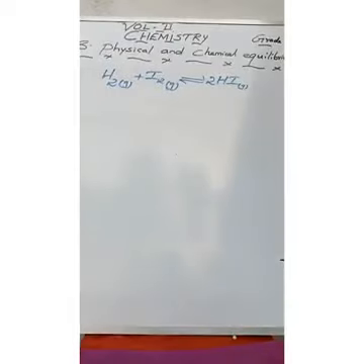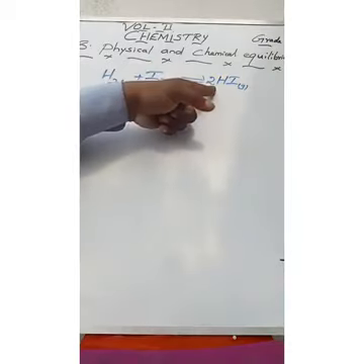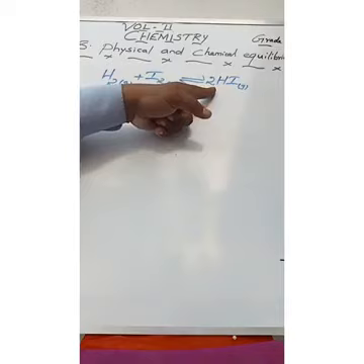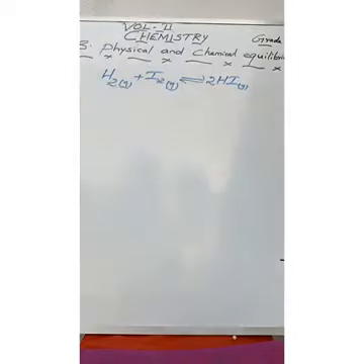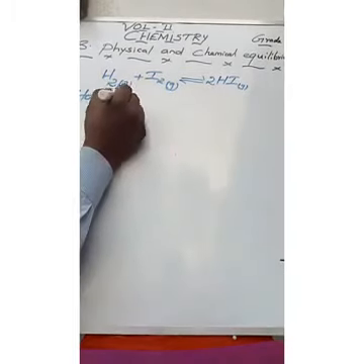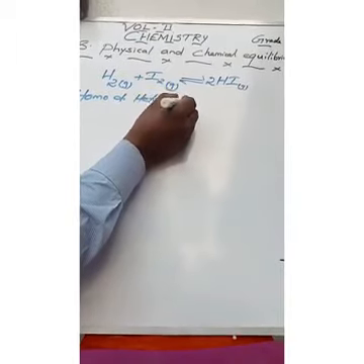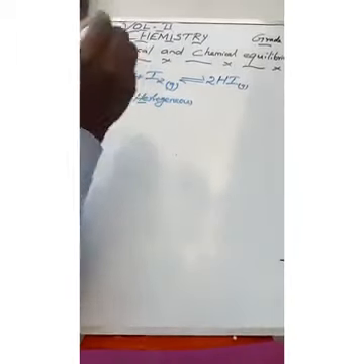This is one of the equilibrium reactions. One mole of hydrogen gas reacts with one mole of iodine gas, and we get 2 moles of hydrogen iodide. Am I right? So next we can discuss homogeneous and heterogeneous equilibrium, one of the very important questions.